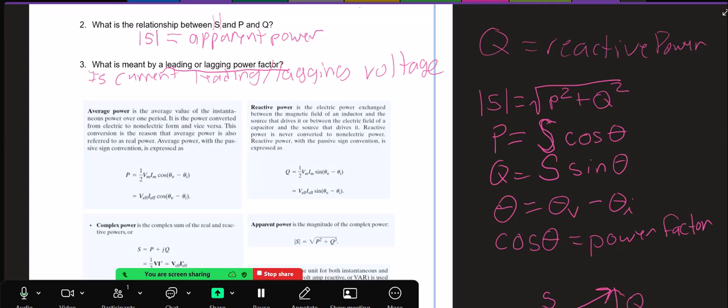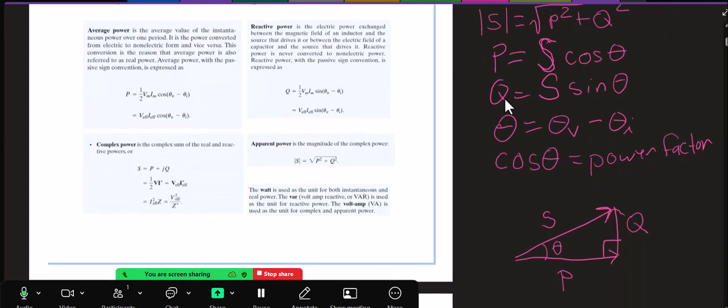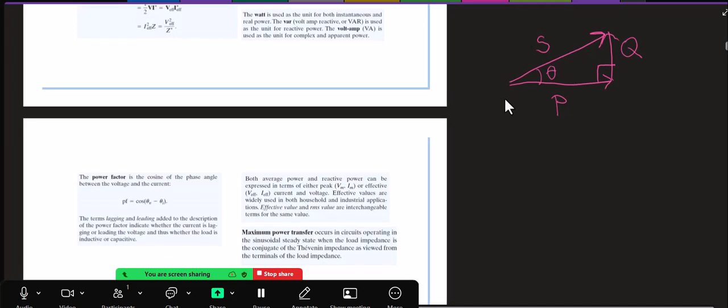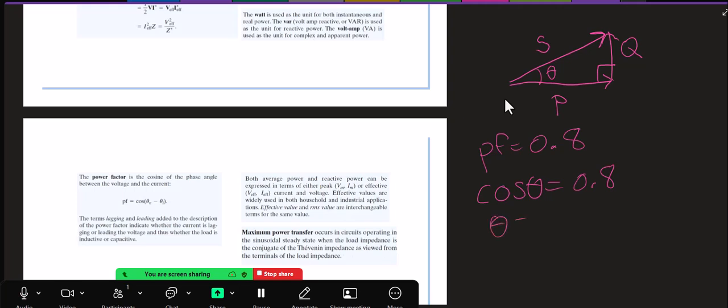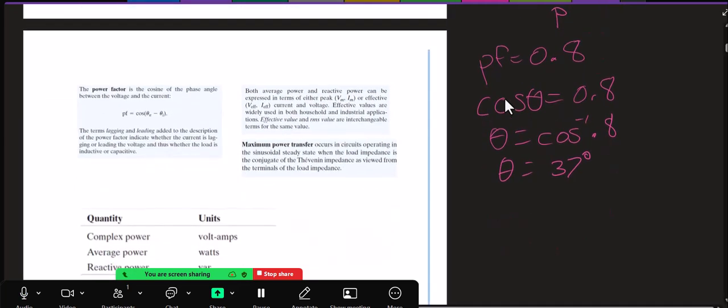And here's why we have to say it. So let's say I have a power factor of 0.8. So what that means is that the cosine of theta is 0.8. And so theta equals the inverse cosine of 0.8. And I think the inverse cosine of 0.8 is something like 37 degrees. But, so the cosine, let me make sure I have that right.